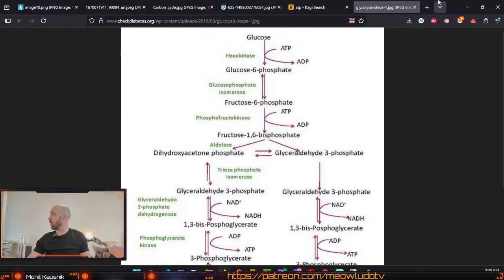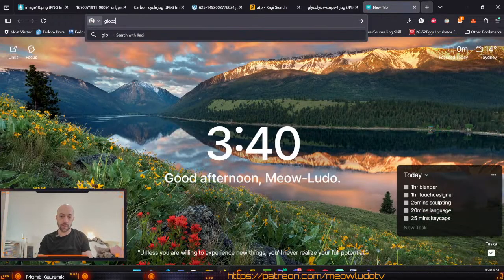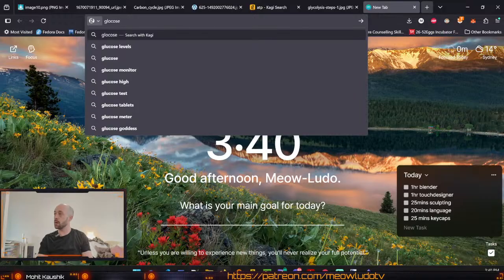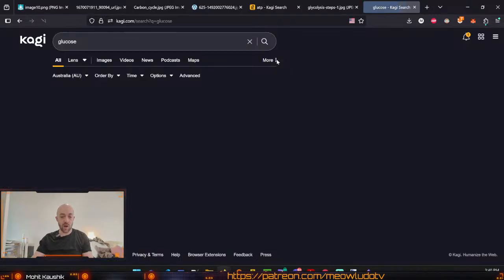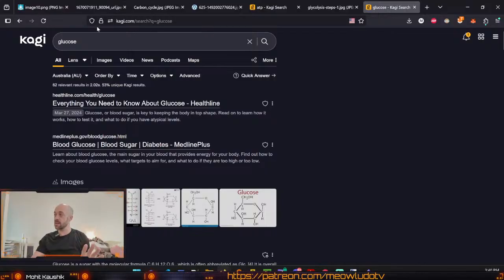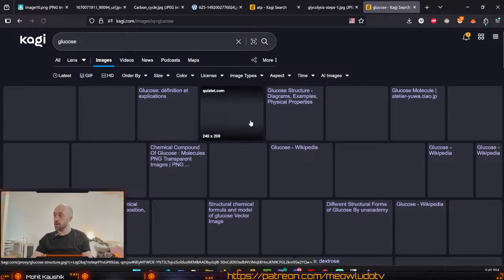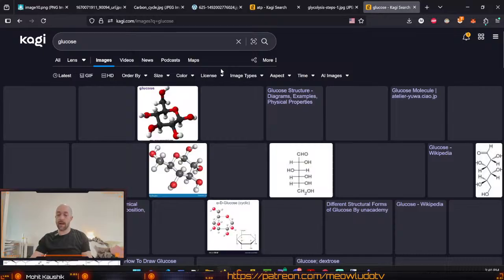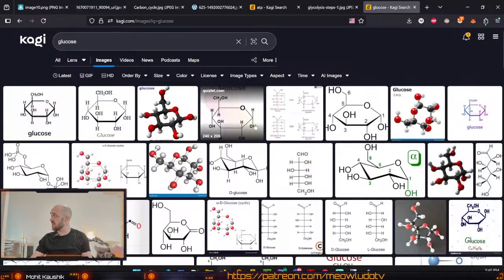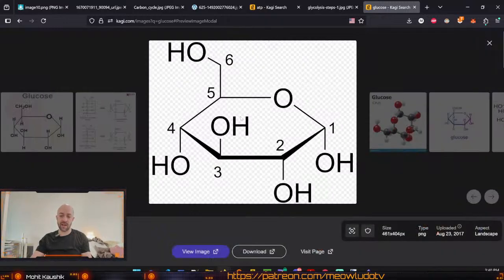So let's just have a look at what glucose actually looks like. Glucose, here we go. So it's a sugar. What is a sugar? It's a carbohydrate. Carbohydrate is carbon, hydrogen, and oxygen. They're arranged in a circle, and they have numbers. So let's have a look at this. What does this actually mean?